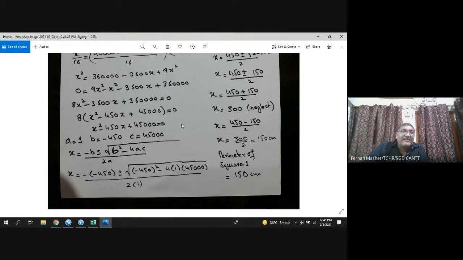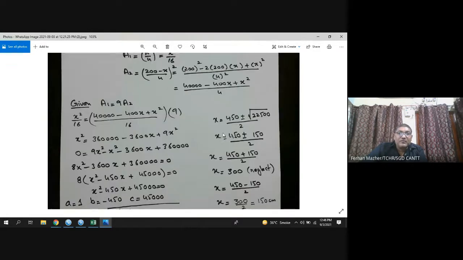So now it's in the standard form. I will apply the quadratic formula. The coefficient of x squared is 1. The coefficient of x is minus 450. And the constant term here is 45,000. I have written the quadratic formula: minus b plus minus under root of b squared minus 4ac, divided by 2a. So just substitute the values of a, b, and c, as you can see we have done here. Minus the value of b, which is minus 450, and inside the root minus 450 whole squared minus 4 into 1 into 45,000, the whole thing divided by 2.